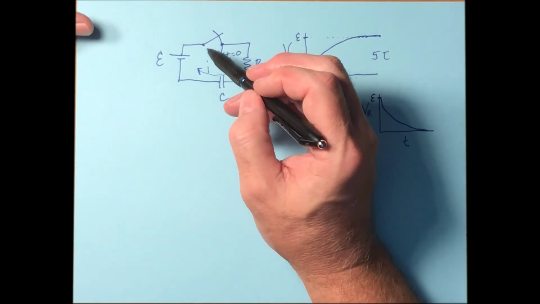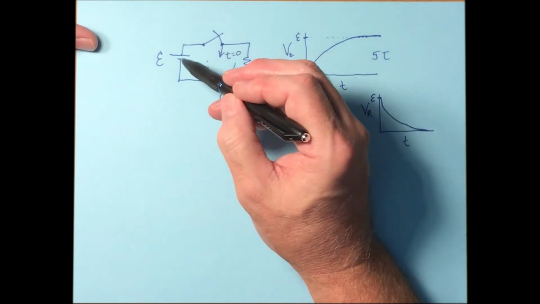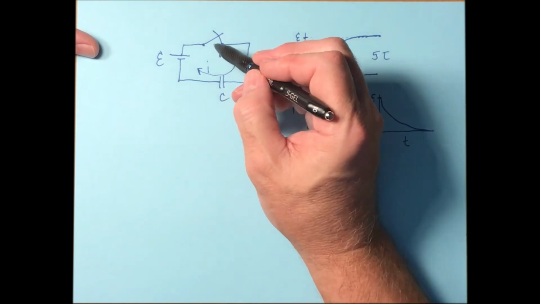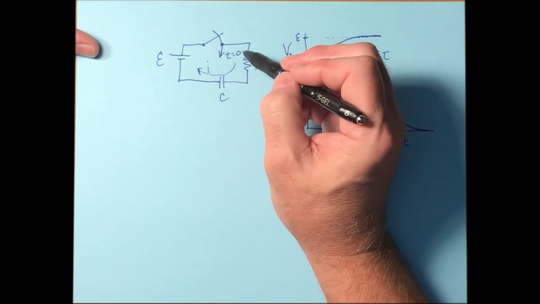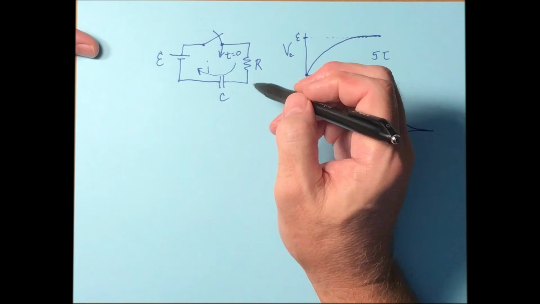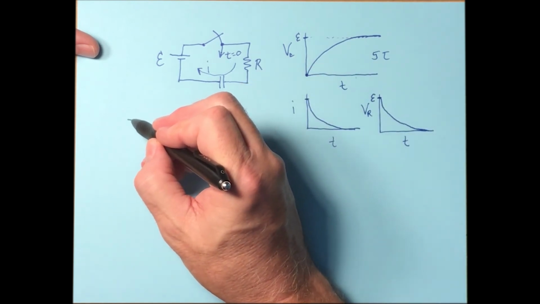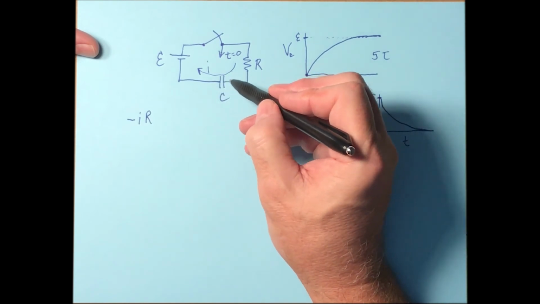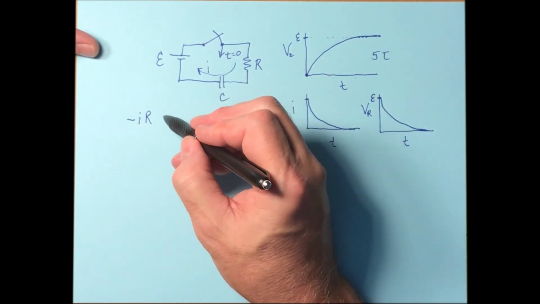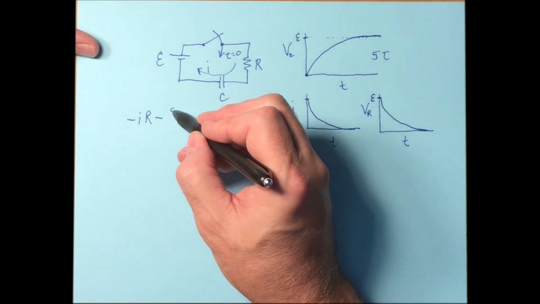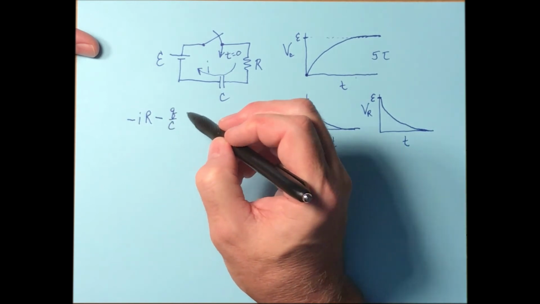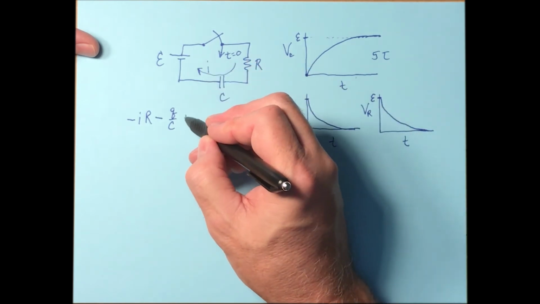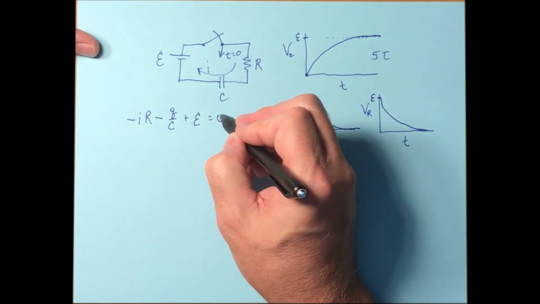What we want to do is start and write a loop equation, just like we did before. Okay, we're going to go in the direction of the current here, so we pass through the resistor. The voltage drop is minus I times R. Then we pass through the capacitor. What's the voltage across it? It's a drop. It's Q over C. Then we pass through the battery. It's a rise, so it's going to be plus E equals 0.